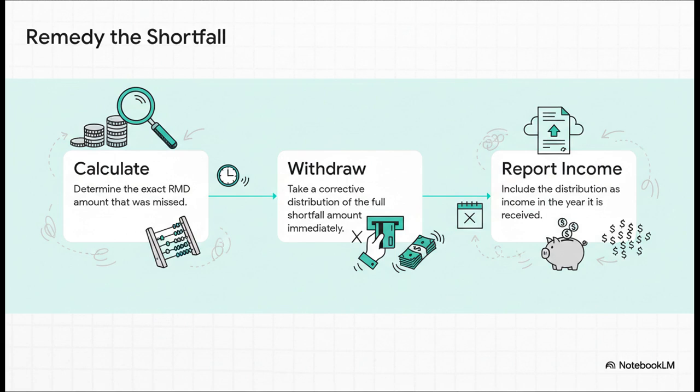Step 1, calculate the exact amount you missed down to the penny. Step 2, and this is so important, withdraw that entire shortfall amount as soon as you discover the error. Don't wait. Any delay could weaken your argument. In Step 3, remember that withdrawal counts as taxable income in the current year, the year you take it, not the year you should have taken it.